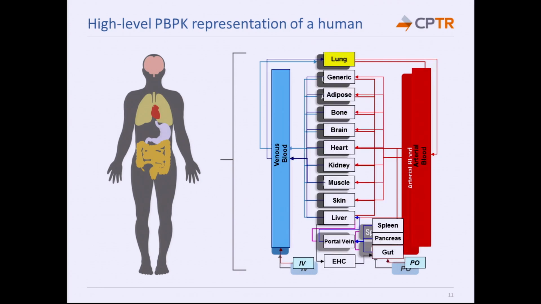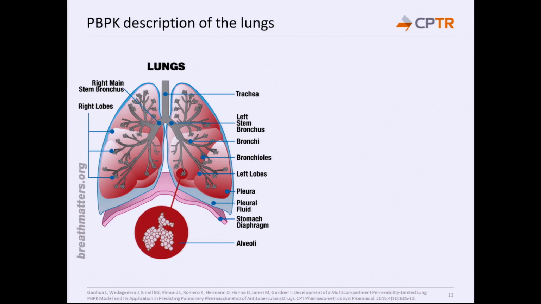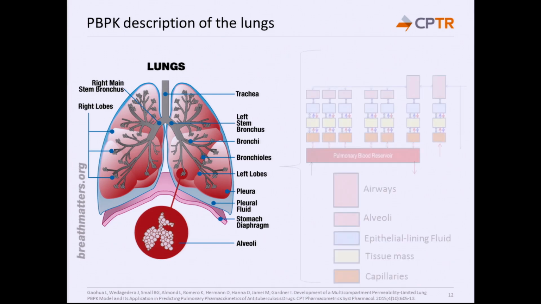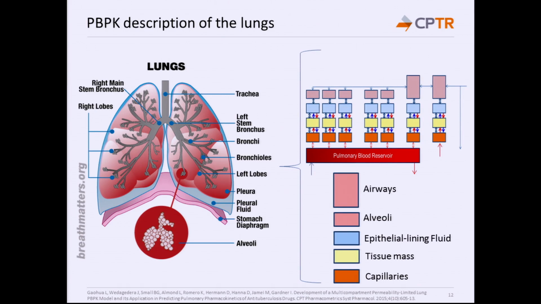What we've been particularly interested in doing as part of this project is to look at the distribution into the lung. So we've defined the lung by a permeability limited model where we've described each of the different lobes. So the different lobes are shown here. Each one of these represents a lobe. And you can see within the lobe, we're defining the alveoli, epithelial lining fluid, the tissue mass, and the capillaries.